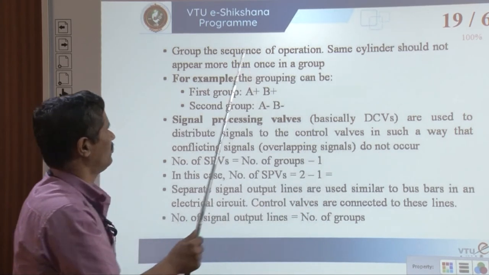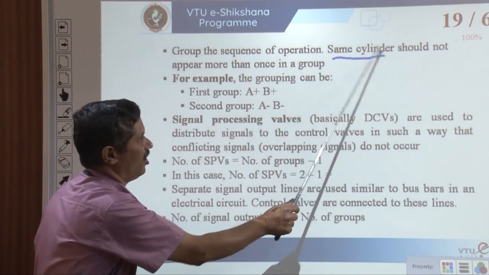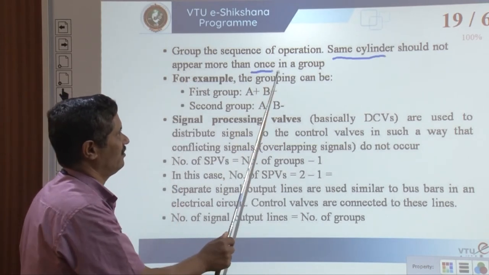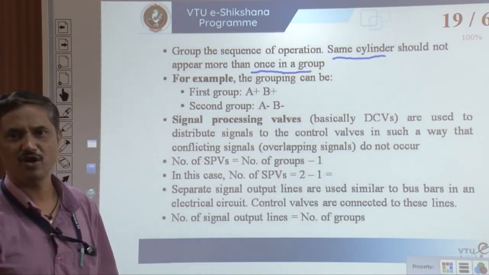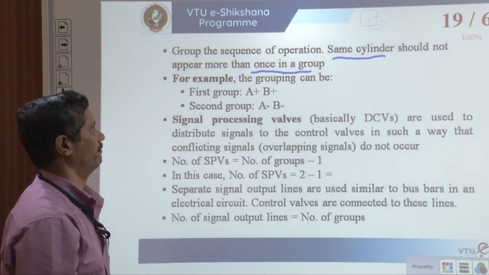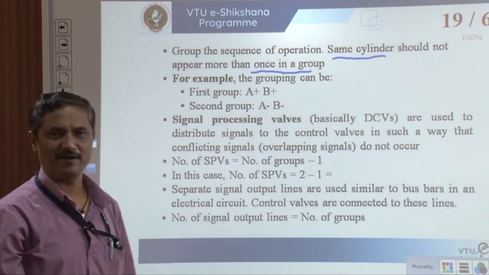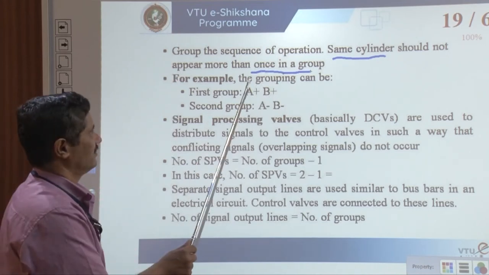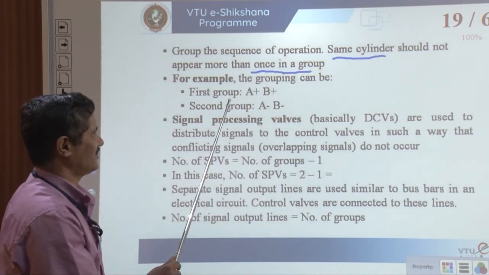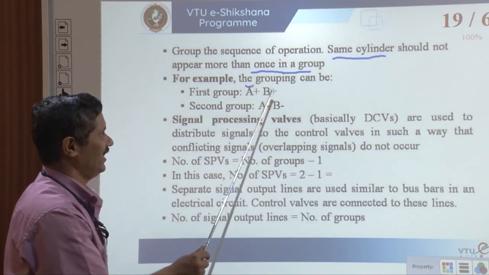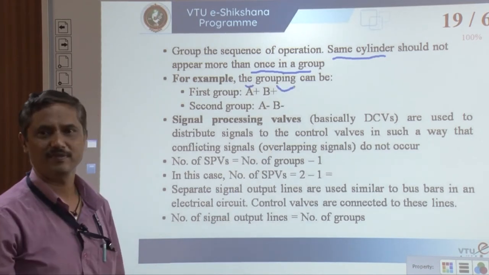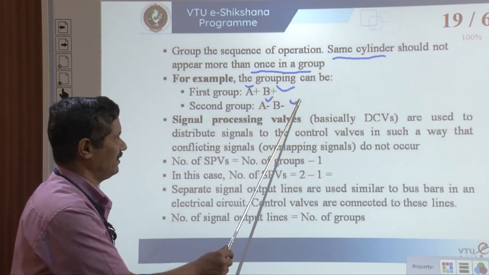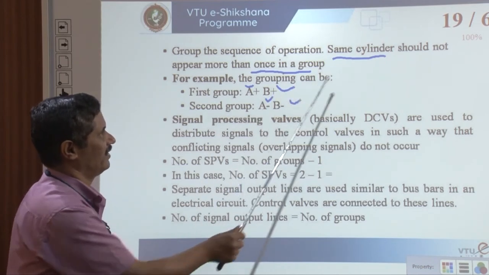First, group the sequence of operations. The same cylinder should not appear more than once in a group. For example, the grouping can be made like this. First group, you can take A plus and then B plus. Second, you take A minus and then B minus. We are not clubbing the cylinder.